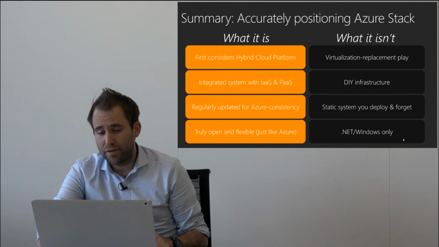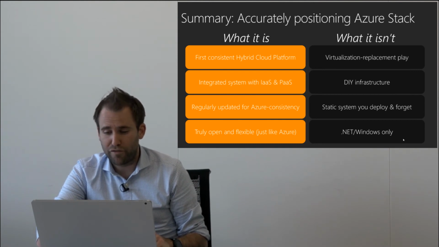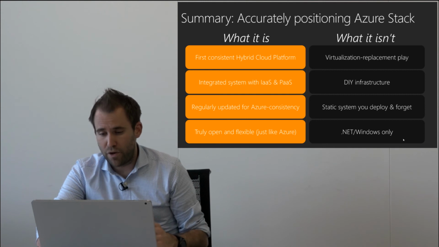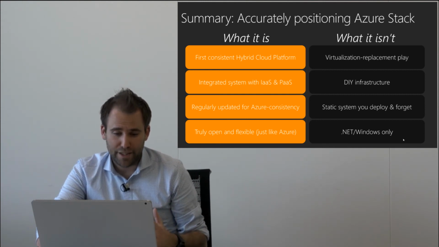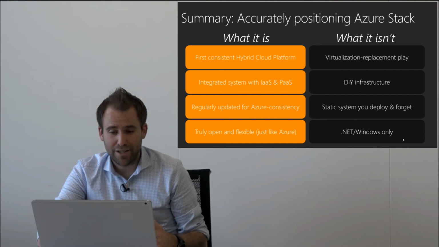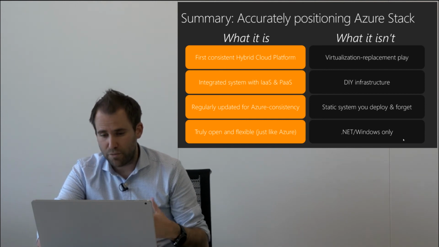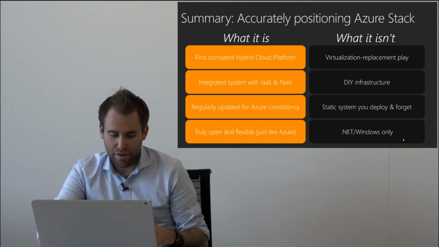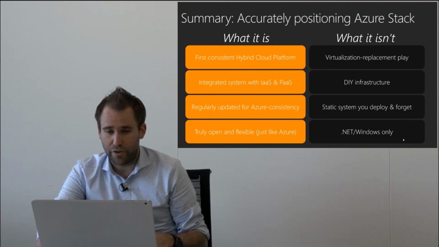And then the last one, and I hope I don't have to mention that too often: Microsoft is not the same as it was a couple of years ago. Microsoft is now a truly open vendor, so it's not just .NET and Windows only, it's a really open and flexible cloud solution, just like Azure is. So you can run your open source workloads, you can run your Linux workloads. Microsoft really provides you a great platform, whatever workload you're running.